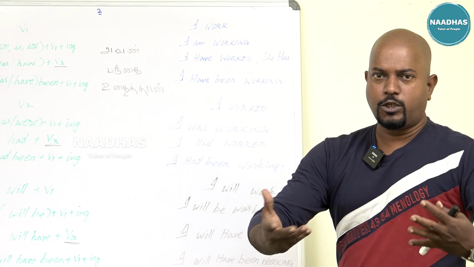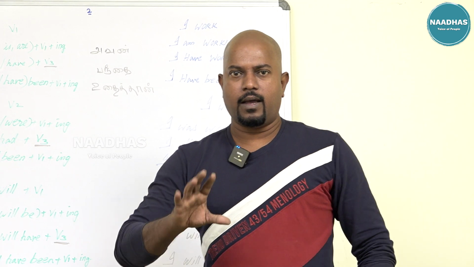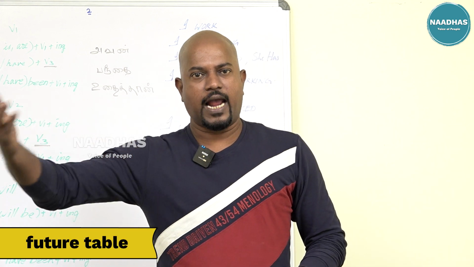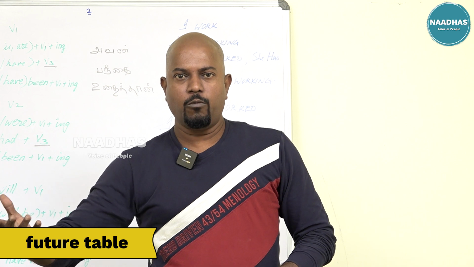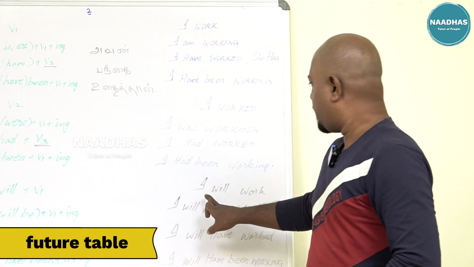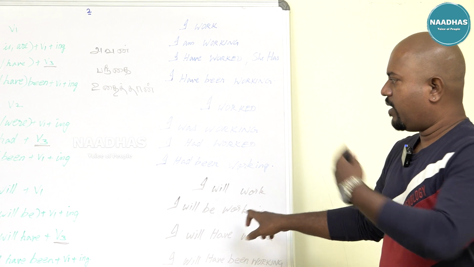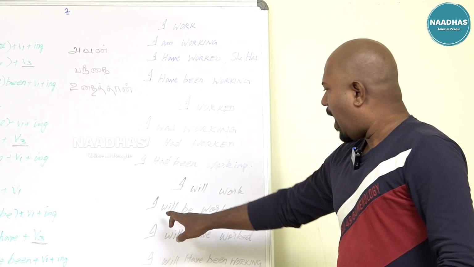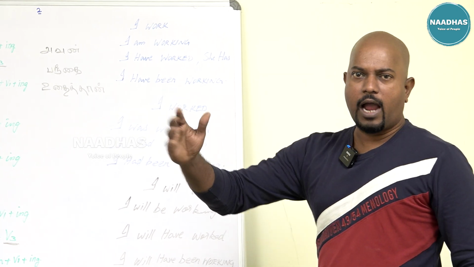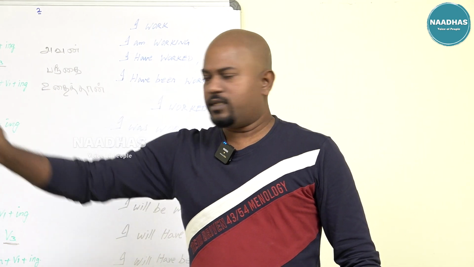Fine. In future, you know well, we use the word will or shall. I will work, all right? I will work. I shall work. So, I will work is the simple future. For the future continuous, the ing form will come. I will be working. I will be working by next month.